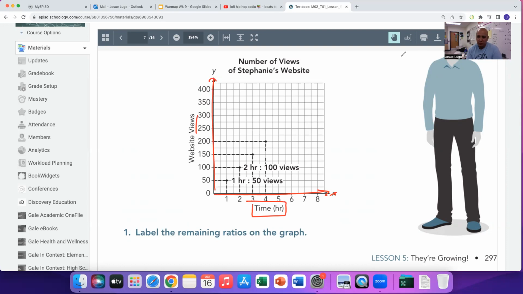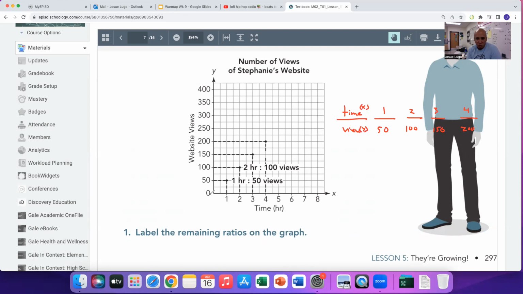So as I can see in the table, I'm gonna do it the other way around now. Time and views. When we had 1 hour, we saw that we had 50 views. Whenever we had 2 hours, we saw that it was 100 views. When we had 3 hours, we saw that it was 150. And when it was 4 hours, we saw that it was 200, etc. So remember, time is my X, views is my Y.